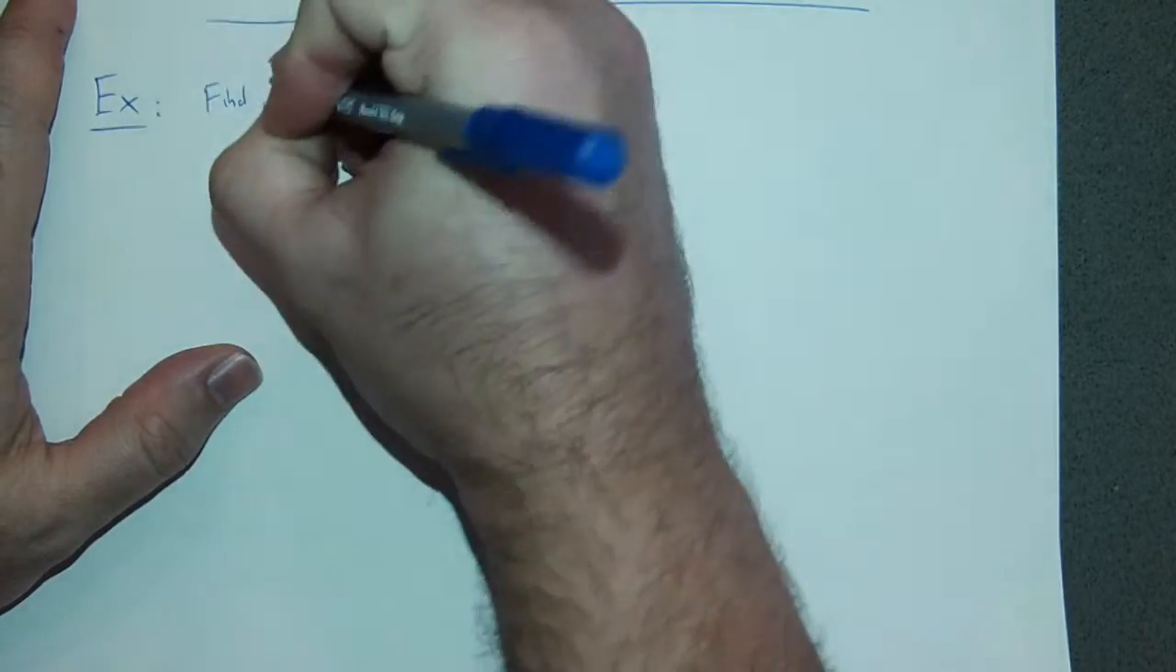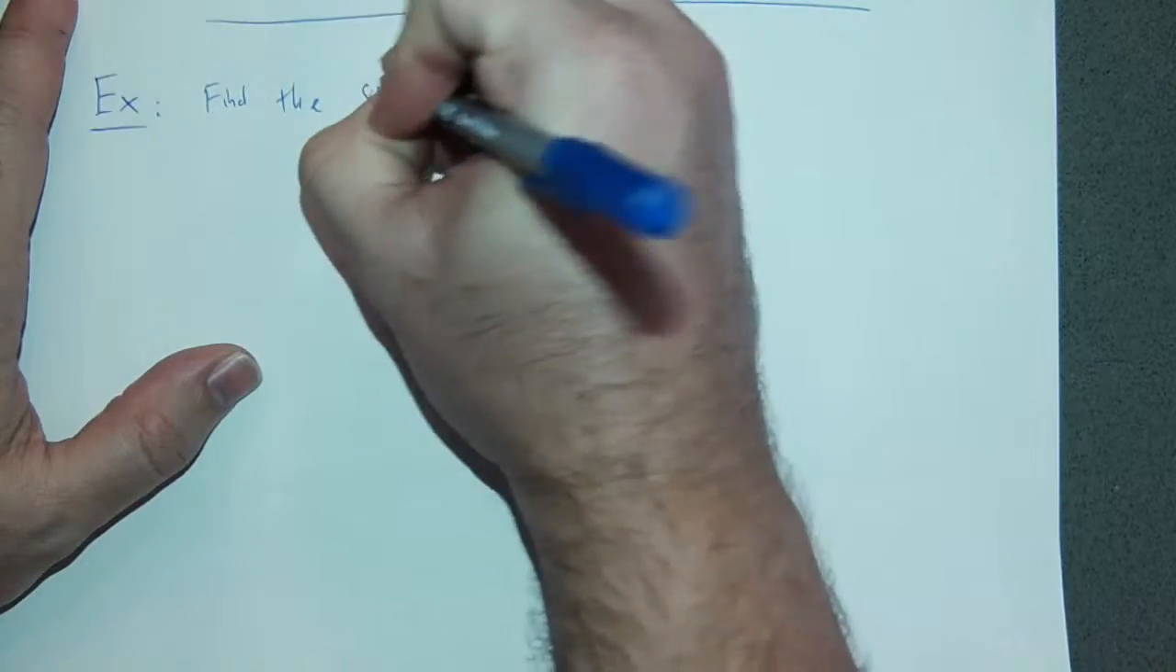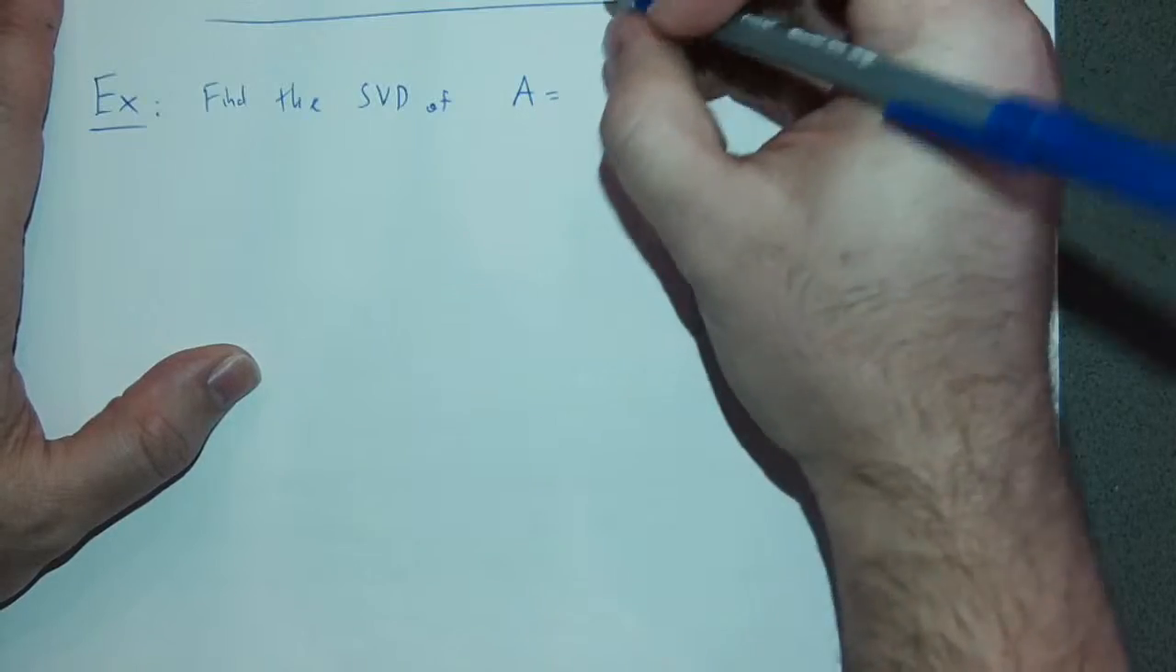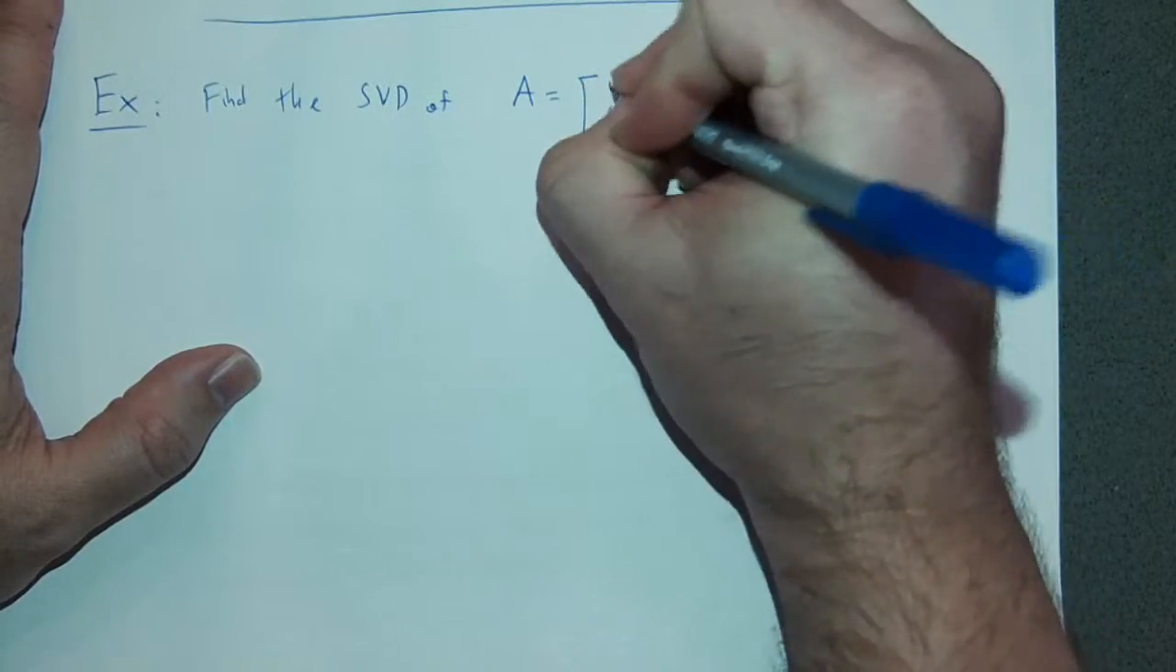Okay, so example. This is the big example that I promised, and then I'm going to get into how you can apply this in one of my favorite ways, which is image compression. But there's a ton of applications of the singular value decomposition. So let's find the SVD of the matrix A, which we used in an earlier example, either last lecture or the lecture before.